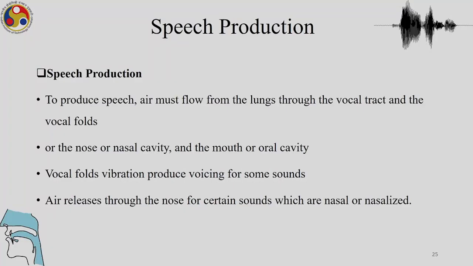When we move on to speech production, we study more of phonetics. To produce speech, air must flow from the lungs through the vocal tract and the vocal folds, or the nose or nasal cavity, and the mouth or oral cavity. Vocal fold vibration produces voicing for some sounds, and air releases through the nose for certain sounds which are nasal or nasalized. These abilities of speech production give specific sounds their specific qualities. For instance, nasal sounds: air releases through the nose, and that's why you get a nasal or nasalized sound. And vocal fold vibration is important for the distinction between voiced and voiceless sounds. This is what you would study in speech production, and understand how the different distinctions between sounds are brought about in terms of production.